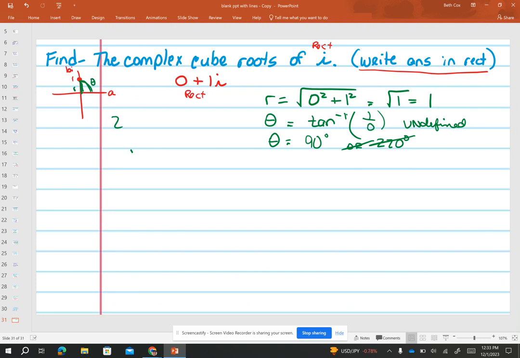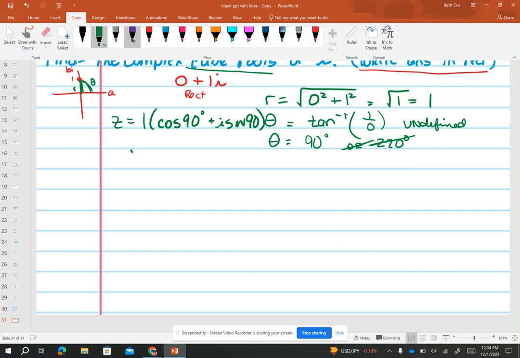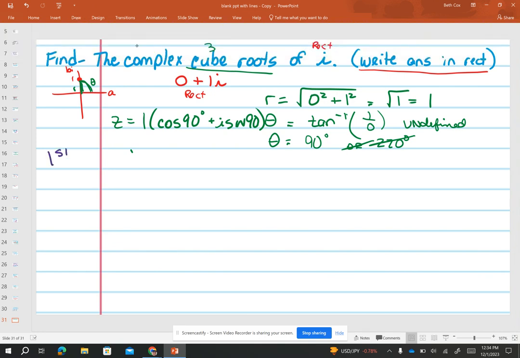So our complex number in polar form is going to be 1 cosine 90 plus i sine 90. So that is it in polar form. That's the first thing we do. Now we want to do the cube roots of this number, and of course there are 3 of them.